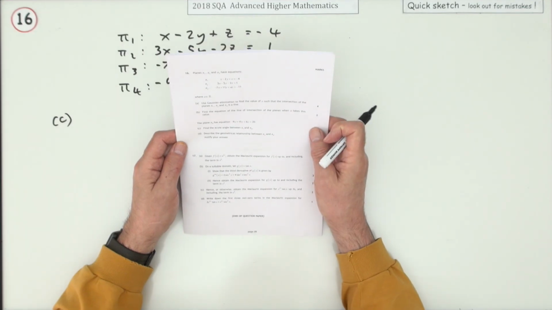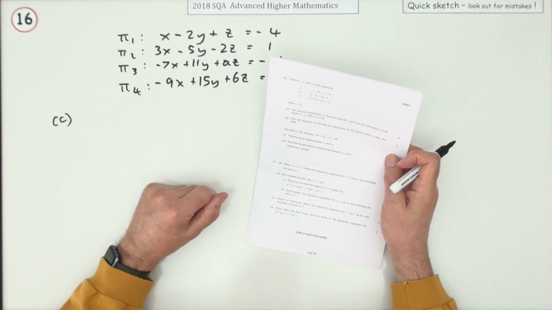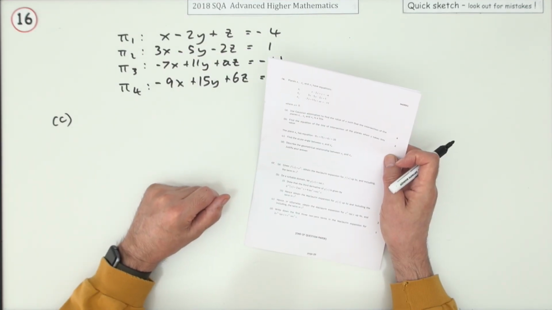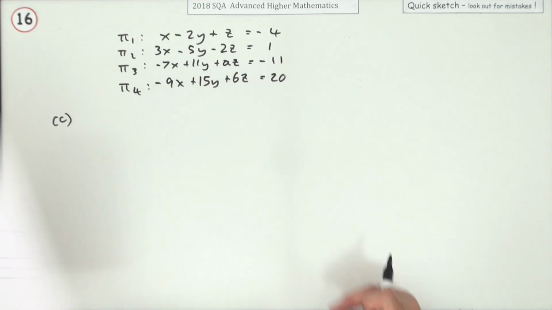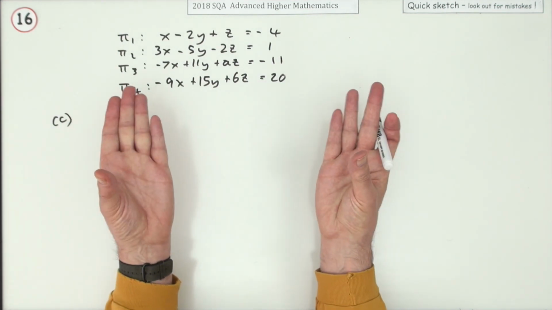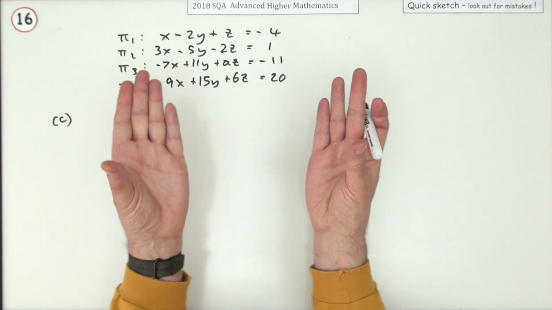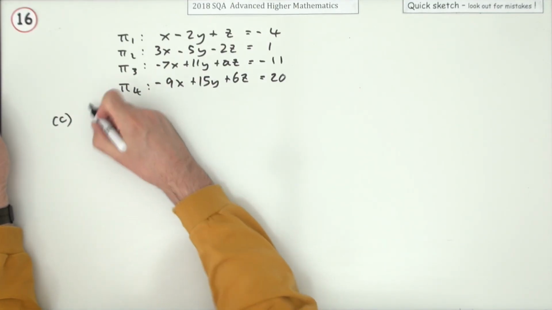Part C. This new plane, pi 4, has been introduced, and it says, what's the angle between this new plane and the first plane, for 3 marks? Well, the angle between the planes is just the angle between their normals. So, find the normals of them.